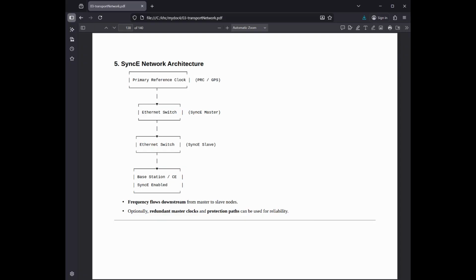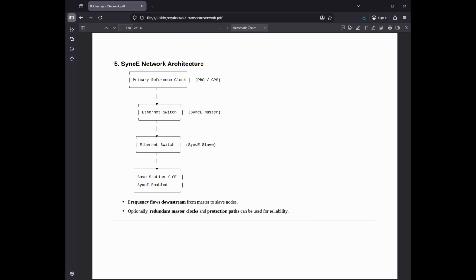If all paths to a PRC are lost, the node enters holdover. It uses its internal oscillator, often an oven-controlled crystal oscillator or OCXO, to maintain the last known good frequency for as long as possible until the primary source returns. 3. Loop prevention. The architecture uses the SSM/ESMC messages to prevent timing loops, where router A locks to router B, which is inadvertently trying to lock back to router A.